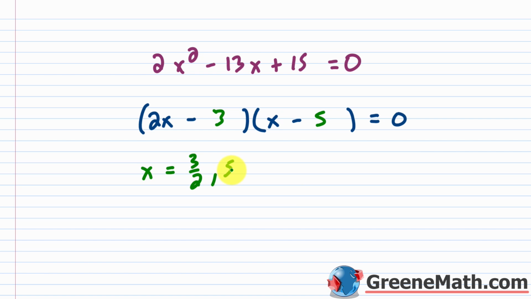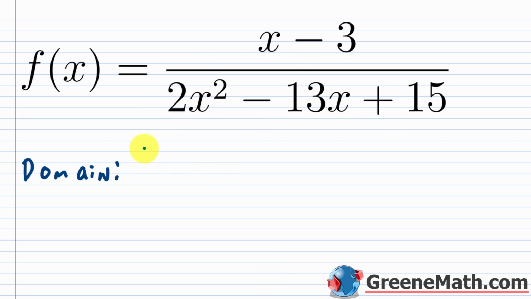So these two values right here would make the denominator of that rational function 0, so they have to be excluded from the domain. So when we come back up and write our domain here, we're just going to say it's the set of all x such that x is not equal to 3 halves, and also 5.